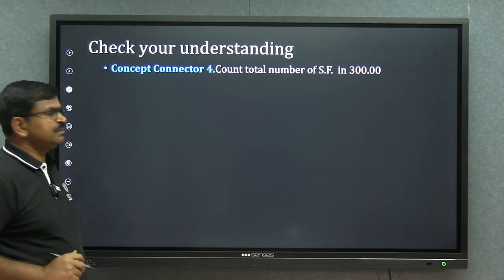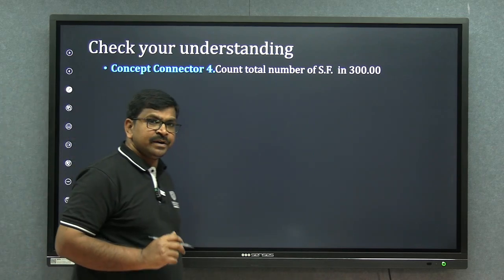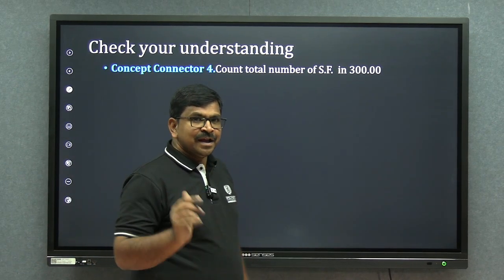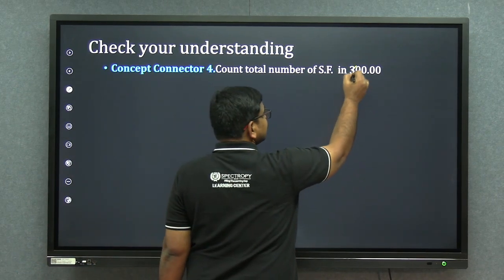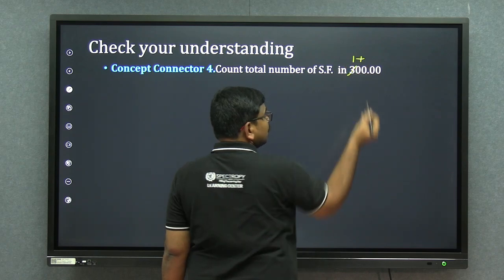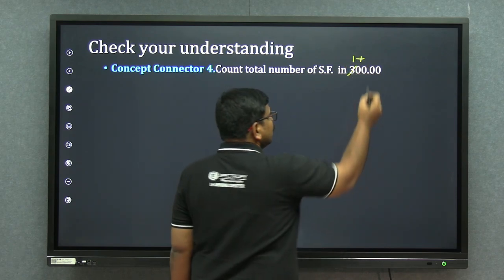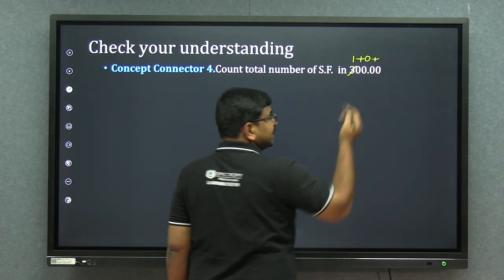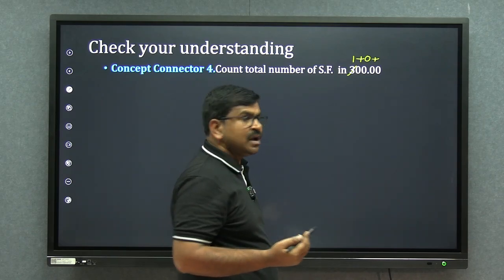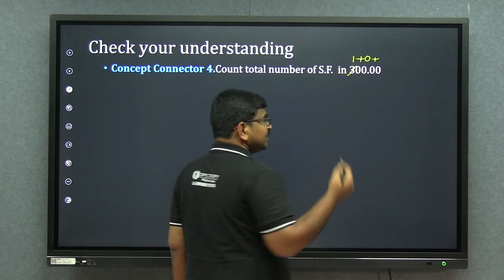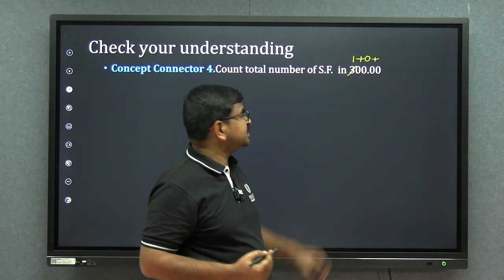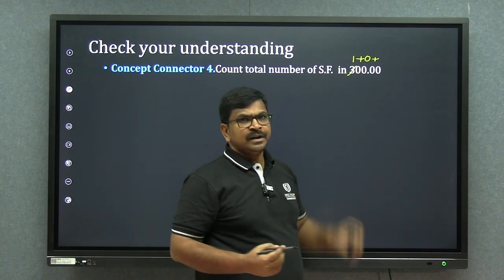Count the total number of significant figures in 300.00. Here, how many non-zeros? A equal to 1. How many zeros between non-zeros? No zeros between non-zeros. Is it a decimal number? Yes, it is a decimal number. How many trailing zeros? Here, the misconception is that most students will consider only the zeros after the decimal.